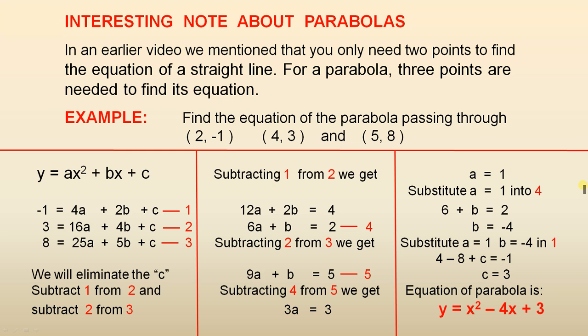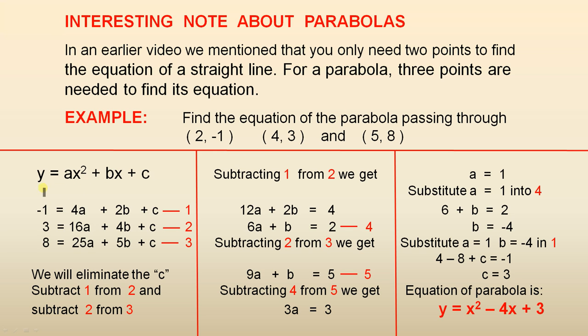Interesting note about parabolas. In an earlier video, we mentioned that you only need 2 points to find the equation of a straight line. For a parabola, 3 points are needed to find its equation. Here is an example. Find the equation of the parabola passing through (2, -1), (4, 3), and (5, 8).